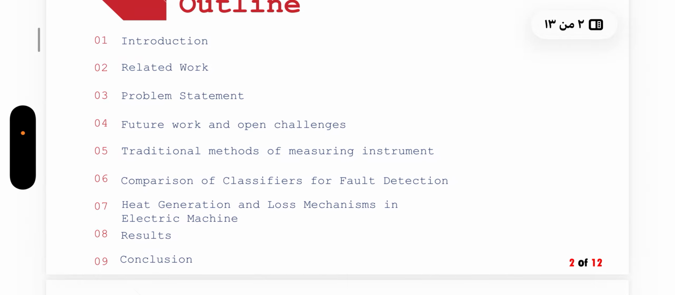Outline: 1. Introduction to related work. 3. Problem statement for future work and open challenge. 5. Traditional method of measuring instrument. 6. Comparison of classifiers for fault detection. 7. Heat generation and loss mechanism in electrical machine. 8. Result and 9. Conclusion.